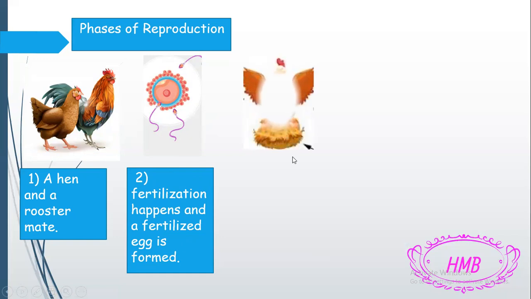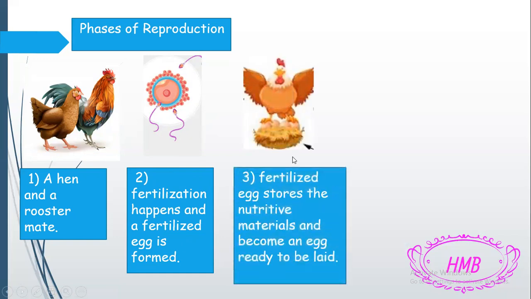Now, this fertilized egg, later on, will store all the nutritive materials that we talked about, which are the egg yolk and the egg white, having the proteins and the fats. And when it is ready, the chicken will lay this egg into the nest or into the coop. Okay, so these are the steps until the eggs are laid.